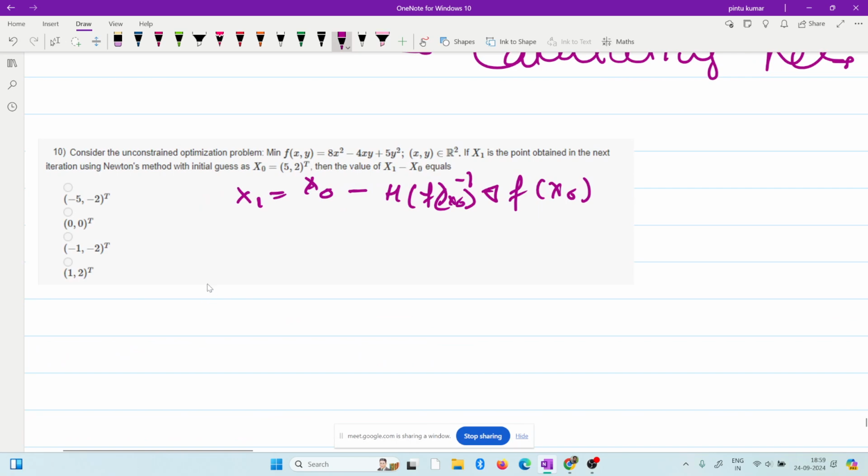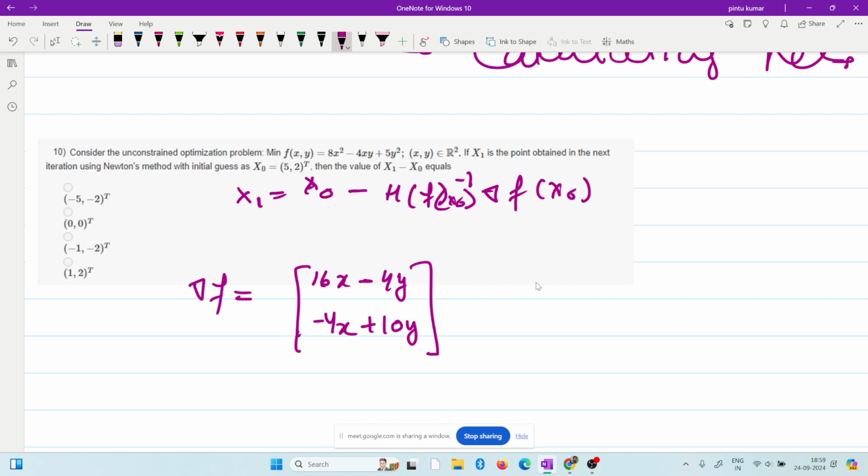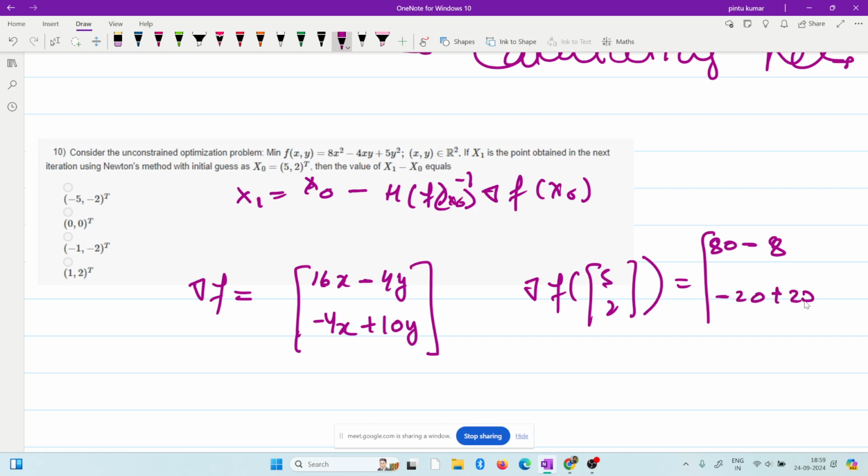Okay. So what is the gradient first of all? Gradient of f is given by, first differentiating with respect to x, 16x minus 4y, then with respect to y, minus 4x plus 10y. And so what is the gradient at this point? The point is 5 comma 2. So it is 80 minus 8, and then it is minus 20 plus 20. Okay, life is easy for us. It's cancelling out. So this is 72 comma 0.